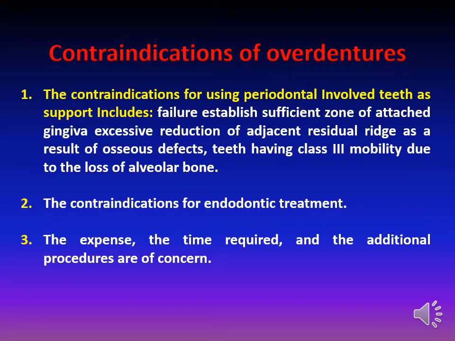Contraindications. Contraindications for using periodontally involved teeth as support include failure to establish a sufficient zone of attached gingiva, excessive reduction of adjacent residual ridge as a result of osseous defect, and teeth with grade 3 mobility. Also, contraindications for endodontic treatment: the expense, the time required, and the additional procedures are of concern.